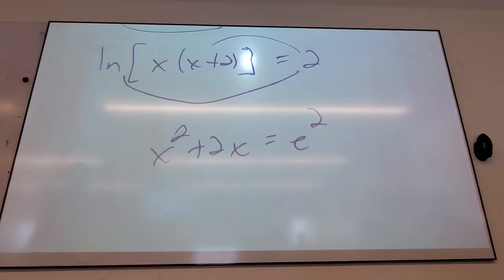So what do you do when you have a power on your variable that's higher than 1? How do you solve an equation?